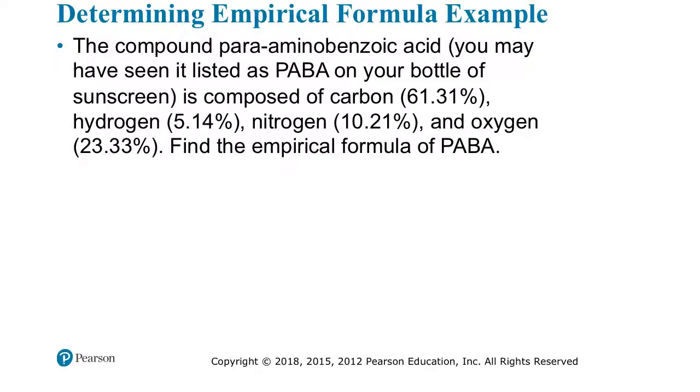Okay, so we have a problem here. A compound, para-aminobenzoic acid, which you may have seen on a bottle of sunscreen, is composed of carbon, hydrogen, nitrogen, and oxygen by the noted percentages. These percentages are by mass, so these are the mass percentages of the compound. Can we find the empirical formula of the compound?